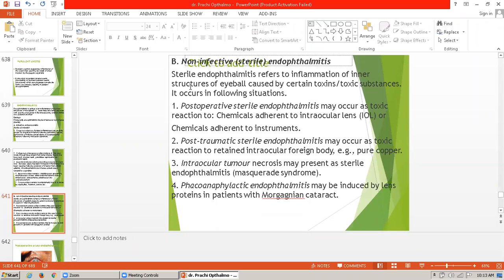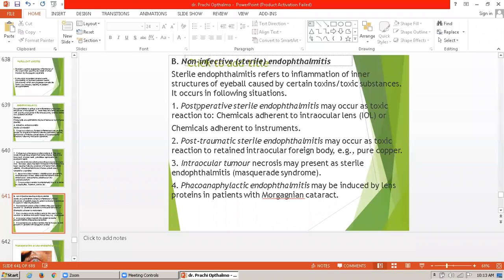So, sterile endophthalmitis refers to inflammation of the inner structure of the eyeball, but it is caused by certain toxins or toxic substances. It occurs in the following situations.